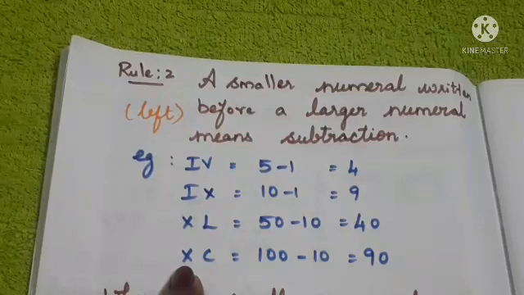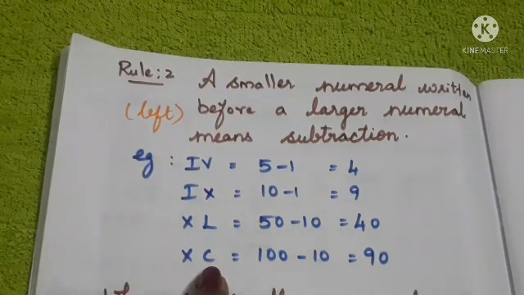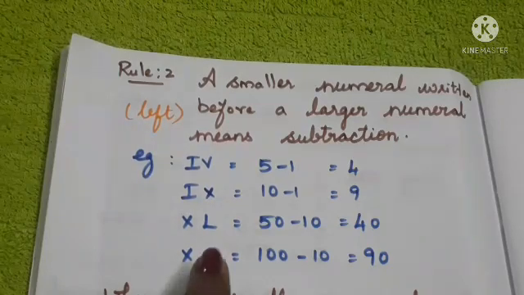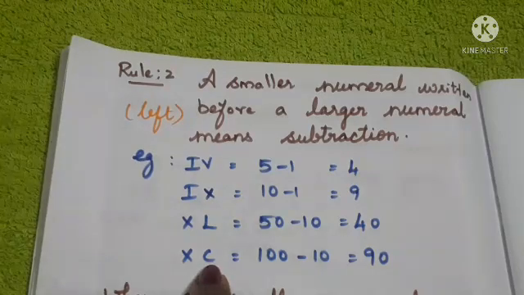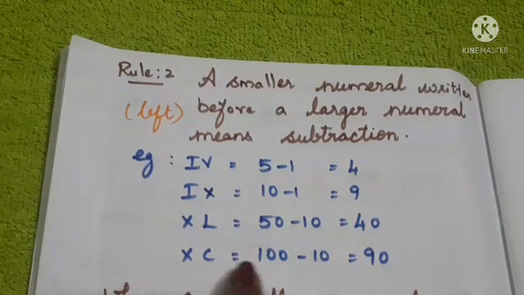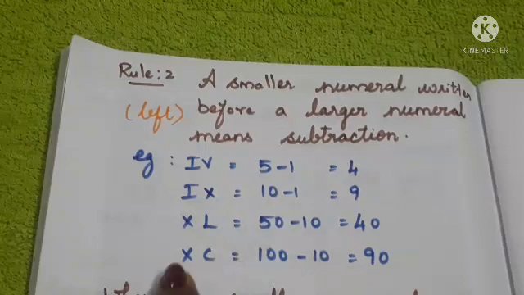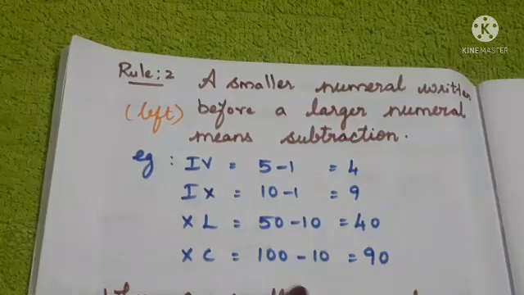Next one, XC. C will represent what, ma? C will represent 100 in the Roman numeral. So C is the larger numeral value. At the left side of the larger numeral we have the smaller numeral, that is X. So first we have to write the larger numeral, that is 100 minus, put the symbol minus, then X means what? 10. So 100 minus 10 you will get 90.